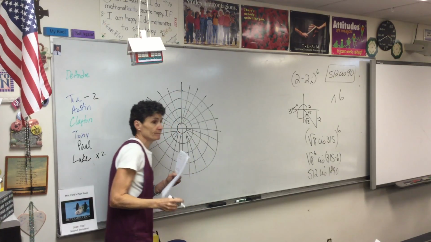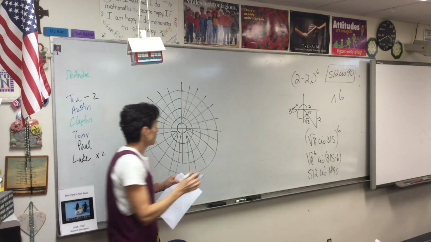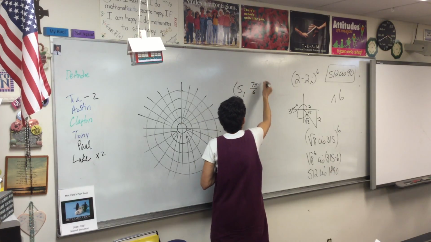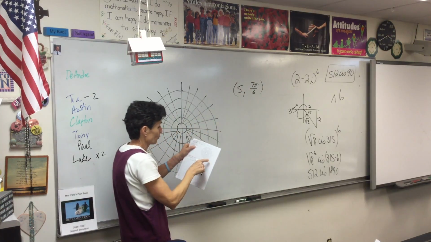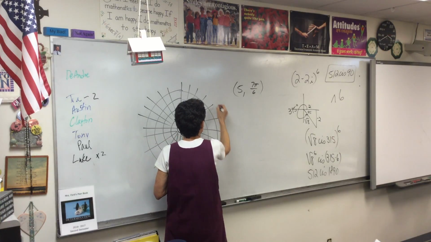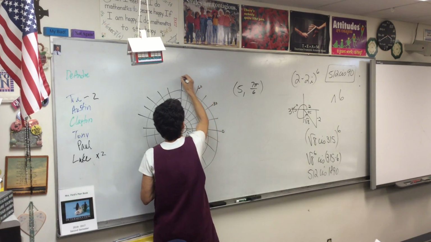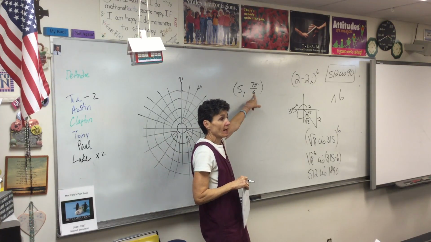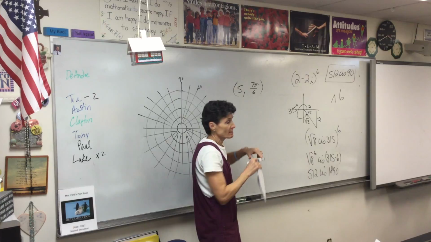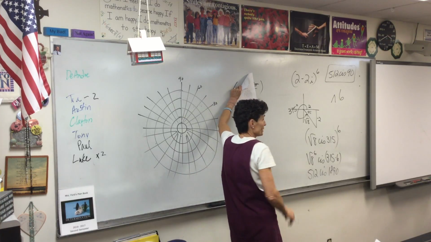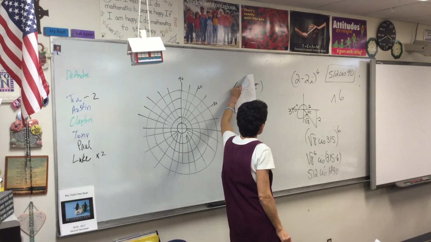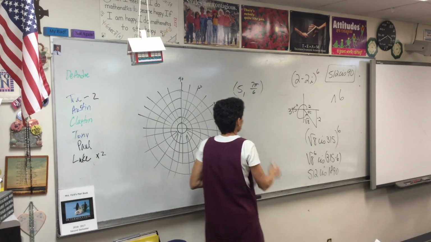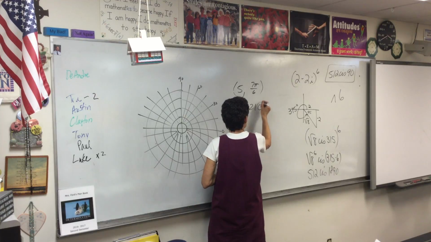All right, here we are. Here we go. We're gonna plot the point (5, 7π/6). Now, the graph paper, the grid that I gave you, is set up in degrees. So you are probably gonna wanna change this into degrees. So you have π, which is 180, divided by 6, which is 30, times 7, which is 210.